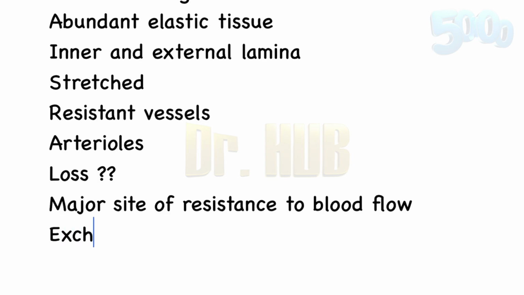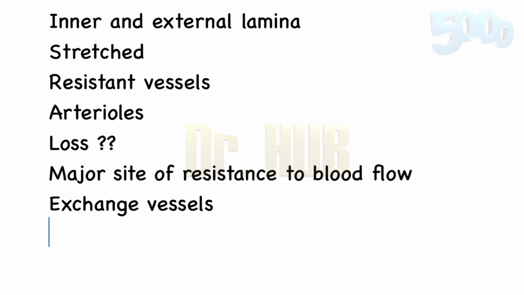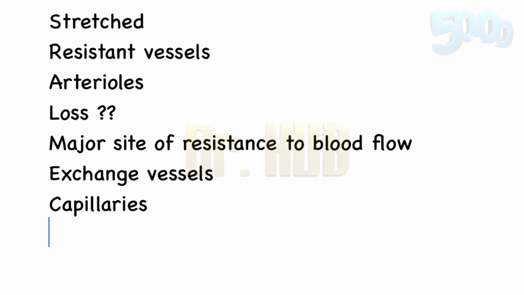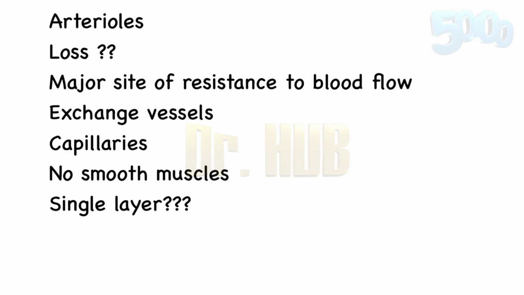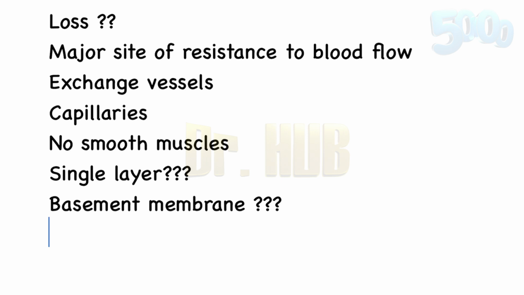Next are the exchange vessels. Exchange vessels include the capillaries, and they do not have smooth muscle. They consist of a single layer of endothelial cells, and it is surrounded by the basement membrane.